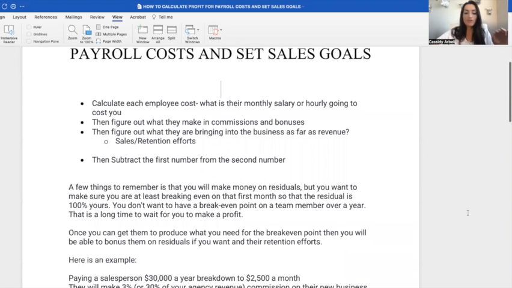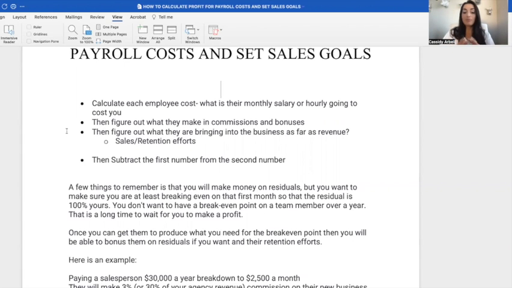So a few things to remember is that you will make money on residuals, right? That's why we're in the insurance business. We want those residuals. That is the beauty of this industry. But you want to make sure that you're at least breaking even on that first month so that the residual, when it renews, is going to be 100% yours. So what do I mean by break even on that first month? I'm going to show you in just a second.